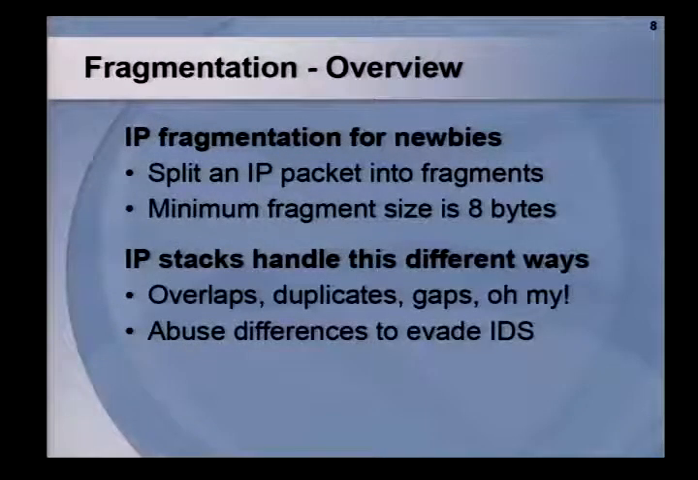So a little bit of overview of how fragmentation works. You take an IP packet and you split it up into smaller chunks, because an IP packet won't go across what the different network cards will support. The minimum fragment size is 8 bytes. Each of the different IP stacks that are implemented handles overlaps, duplicate packets, and missing sections in the fragmentation differently.